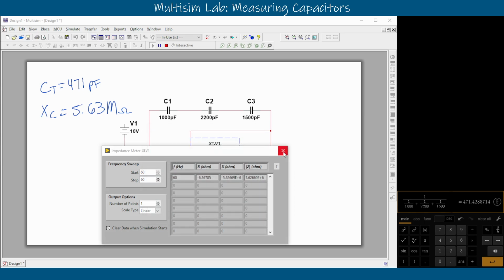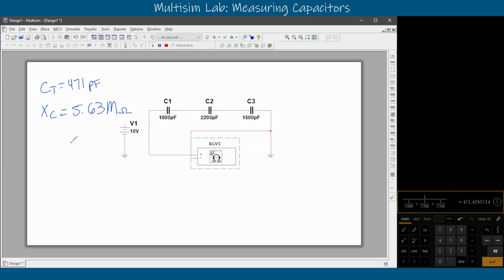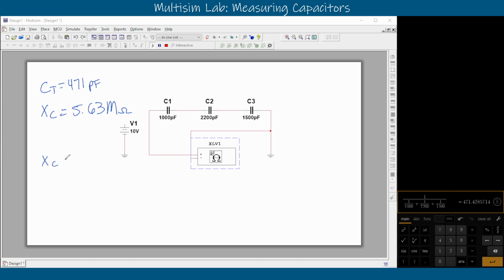Let's get that out. So we'll get rid of those and say that we have XC is also equal to 1 over 2 pi, that's our frequency, right? That's our f and our C. And this is actually going to be our CT in this circuit. It's going to be our total capacitance, right? So we know most of this. We know our XC is 5.63 mega ohms. It's massive. And that's equal to 1 over 2 pi, frequency we said was going to be 60. And we don't know what our CT is. We're going to calculate that out. We're going to solve for CT.